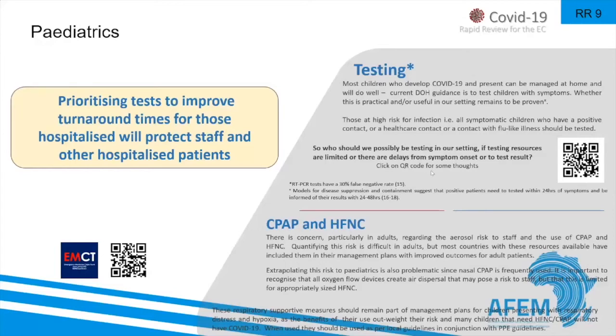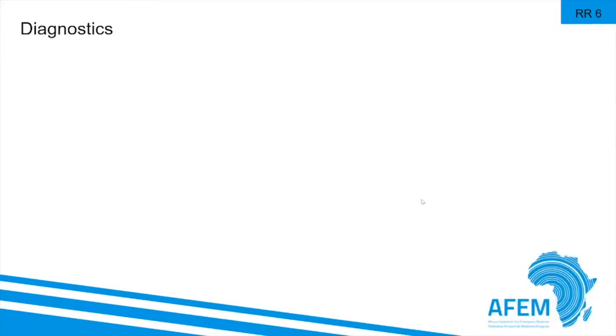in this rapid review. Bubble CPAP is something that is used throughout the continent, particularly for children with pneumonia or respiratory illness, and the concerns around aerosolization of the virus and risks to staff do exist, but remembering that this therapy makes such a big difference to children and their outcomes, it's not something that should be withheld. And we speak a little bit about that in this rapid review as well. In rapid review 6, we had a look at the diagnostics.